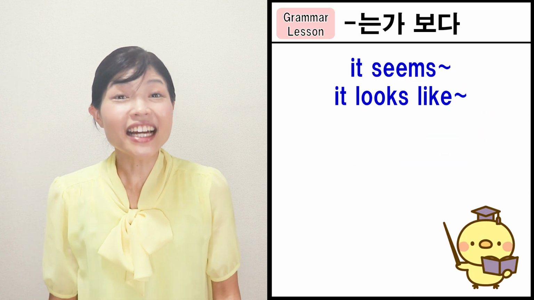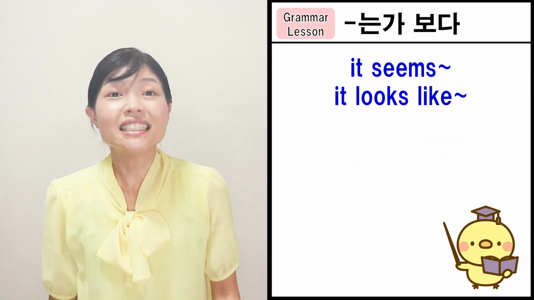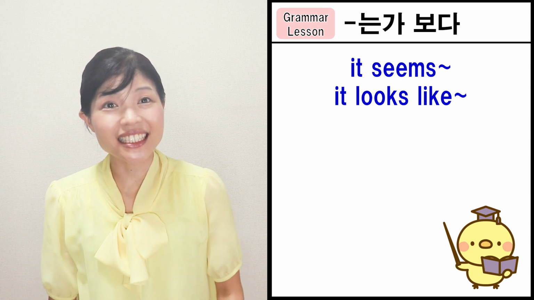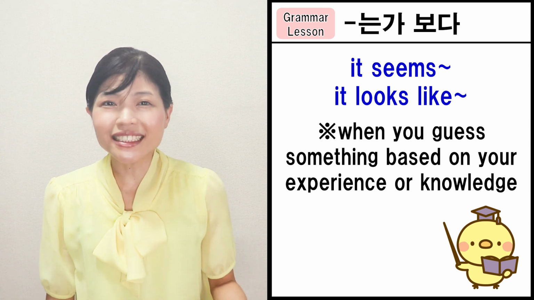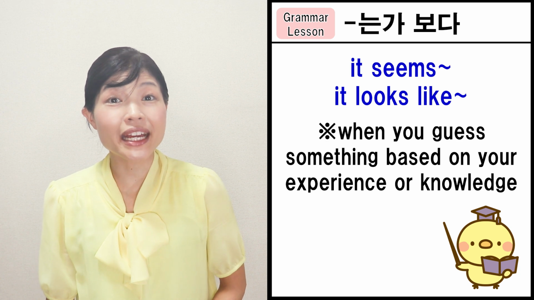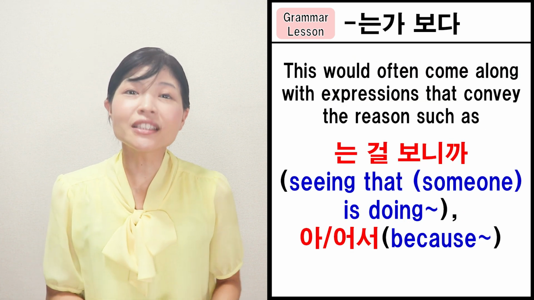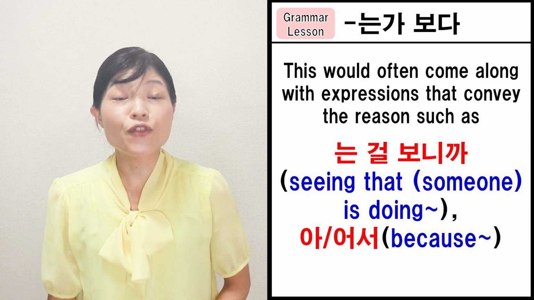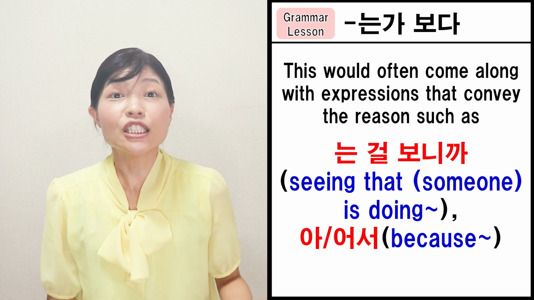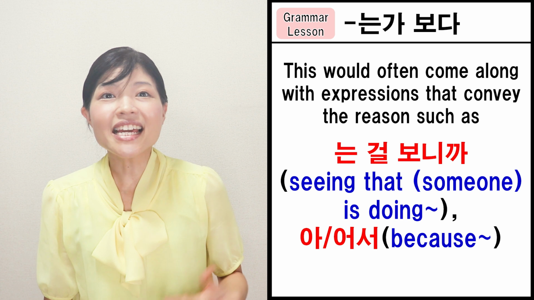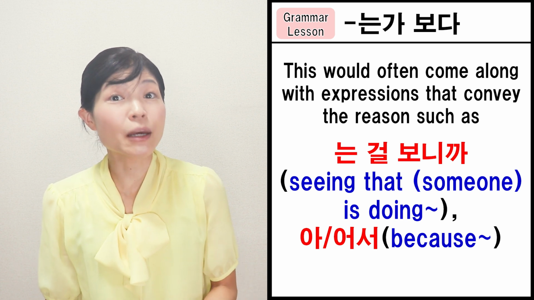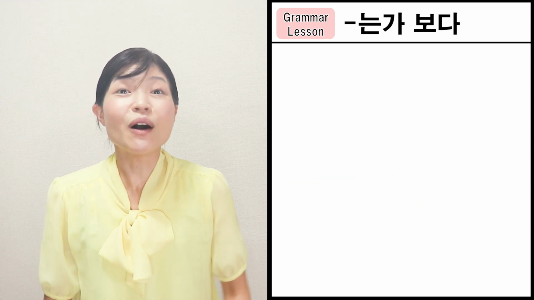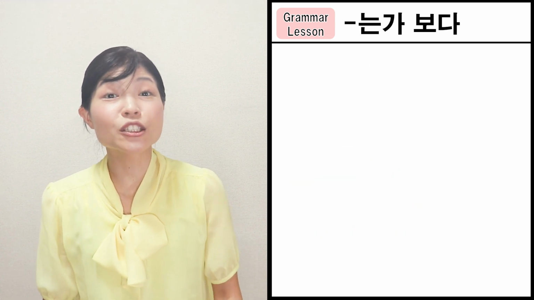Okay? The second grammatical rule, 는가 보다 means it seems or it looks like. You use it when you guess something based on your experience or knowledge. In addition, this would often come along with expressions that convey the reason, such as 는 걸 보니까, seeing that someone is doing something, or 어서, because. Now, I'll explain how to apply this grammar.